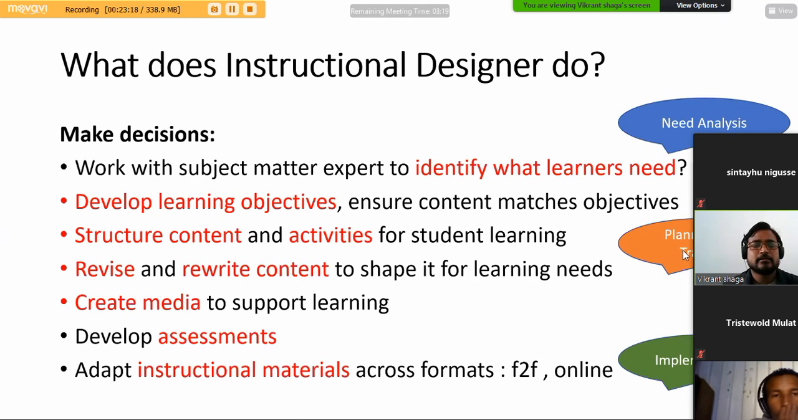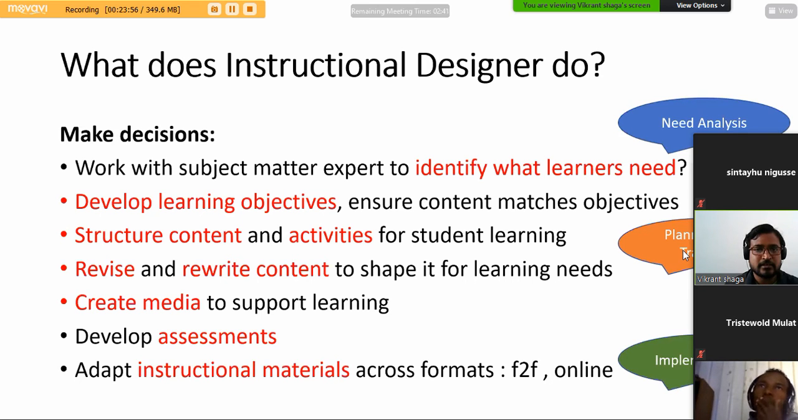Okay, then adapt instruction materials across formats, face-to-face learning or online learning. So the instruction materials you have designed should be adapted to either face-to-face learning or online learning. It depends on how you want to deliver your session. If you're delivering face-to-face, how are you going to use that instruction material? That instruction material should be adaptable to both cases, either face-to-face or online.